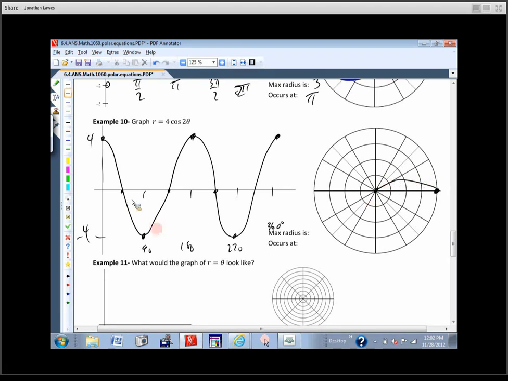So let's do this piece right here, between 45 degrees and this would be 135 degrees. So even though I'm pointing between 45 degrees and 135 degrees, where do I actually graph this? This would be 90 and -4, right? So that would be down here. So it's going to do like this.